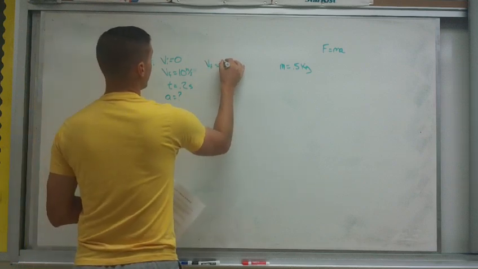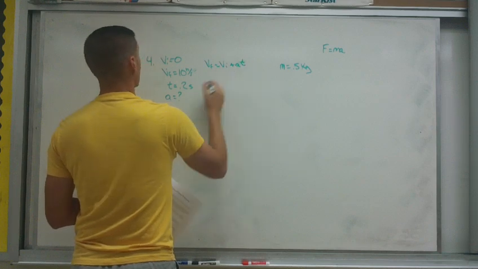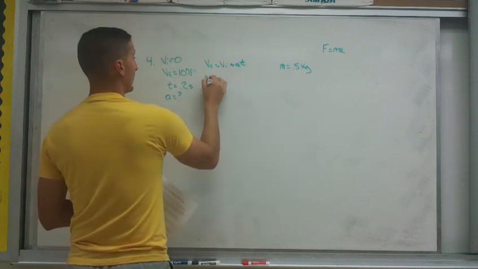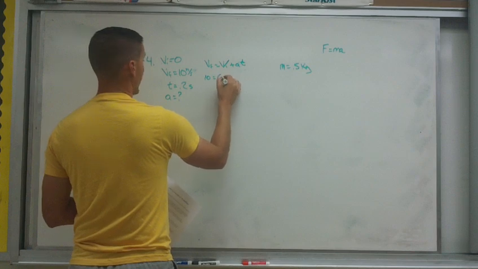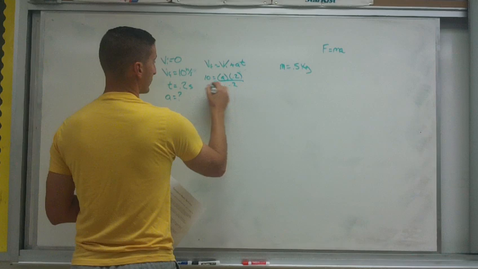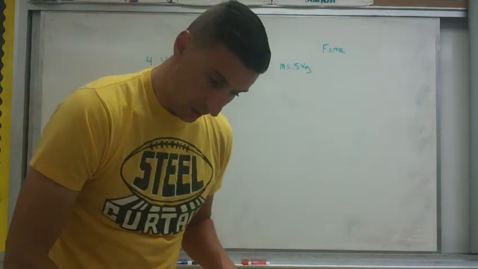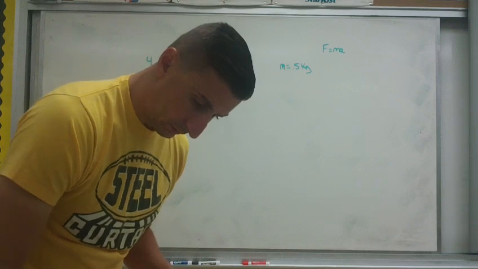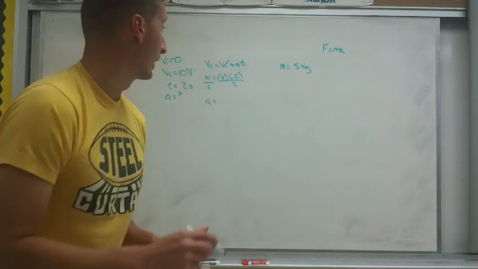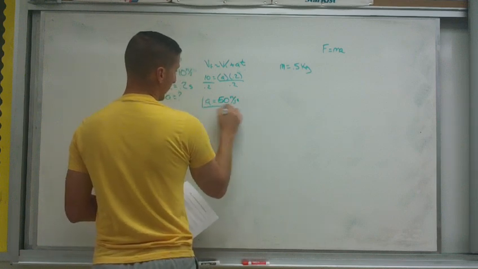VF equals VI plus AT. VF is 10. VI is 0, goes away. A is what I'm looking for. T is 0.2. Divide by 0.2. I get A equals 10 divided by 0.2. I get 50 meters per second squared.